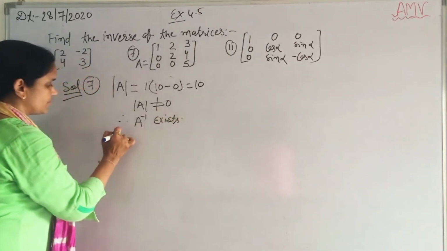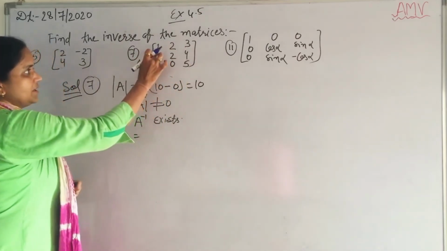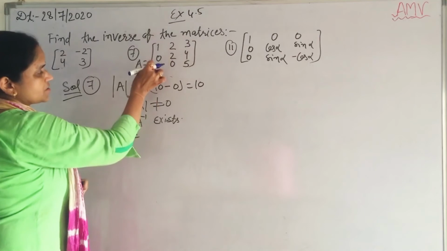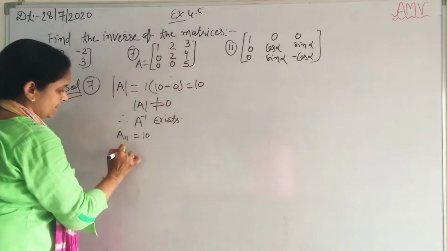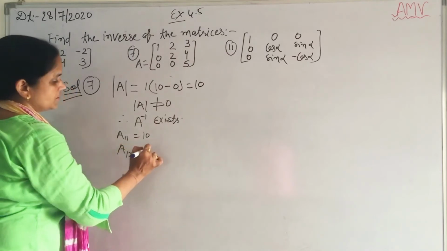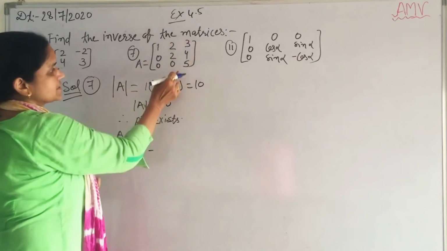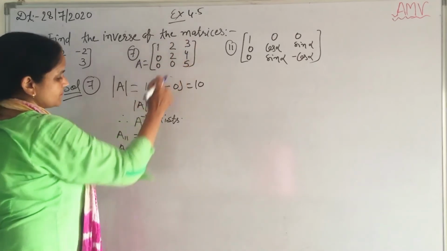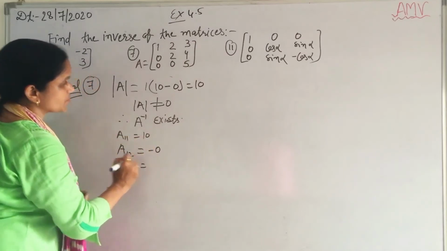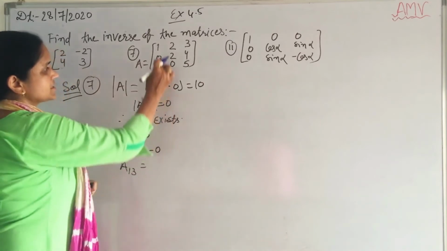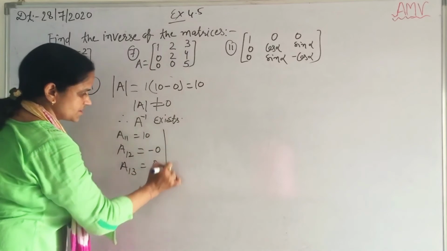Okay, and now find the cofactor of all elements. Cofactor of 1, its first row, first column cancel. Okay, multiply. 5 2s are 10. Here A12, it's a negative, and second column first row will cancel. 5 into 0 is 0, 4 into 0, it's 0 only. A13, students, it is plus, first row third column cancel, and here also it's 0.